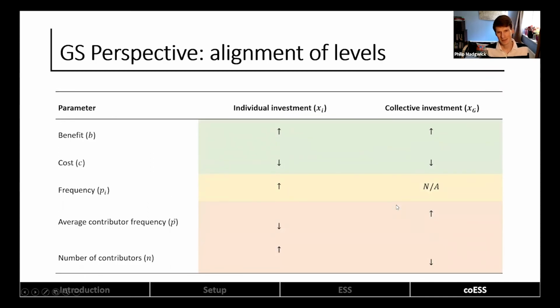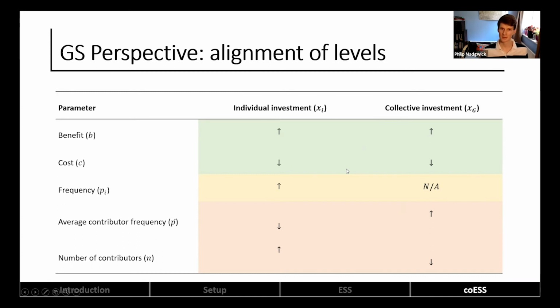Another really interesting perspective to take a look at, so we've already looked at this kin selection perspective, we can also take a group selection or multi-level selection perspective. And this can actually be very informative in this context. So when we do this, we see there are certain parameters which are having the same effect when varied on individual investment and collective investment. So for example, if we increase the benefit term, it increases the amount of investment we expect by an individual, and also it increases the amount of investment we expect by the group. And the opposite happens for costs.